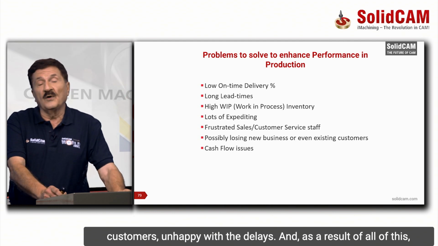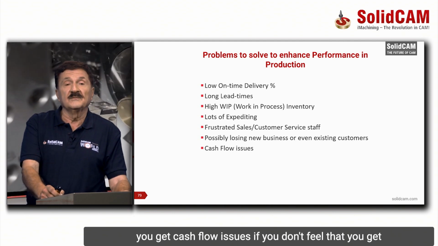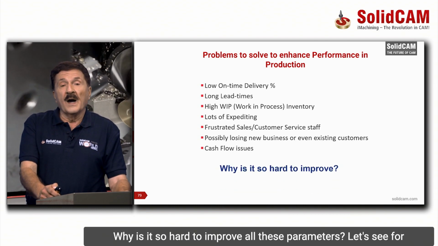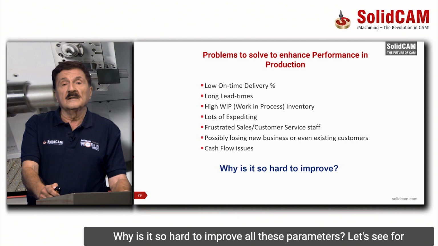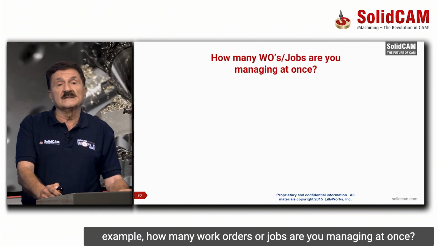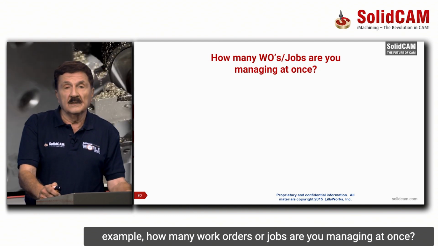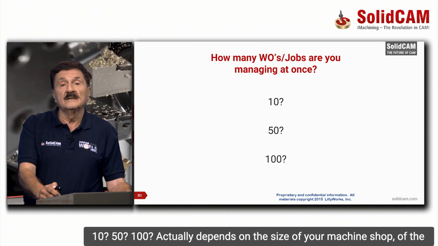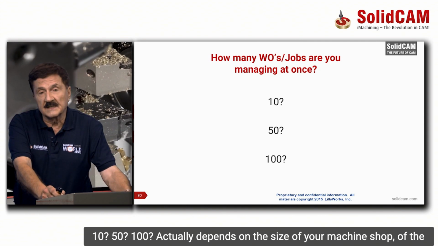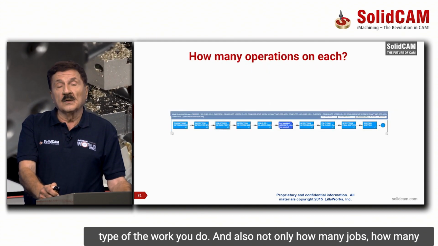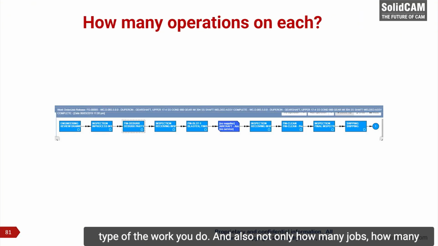And as a result of all of this, you get cash flow issues. If you don't fill the job in time, you don't get the cash. Why is it so hard to improve all these parameters? Let's see, for example, how many work orders or jobs are you managing at once? 10, 50, 100? Actually, it depends on the size of your machine shop and the type of work you do. And also, not only how many jobs, but how many operations in each one of these jobs.